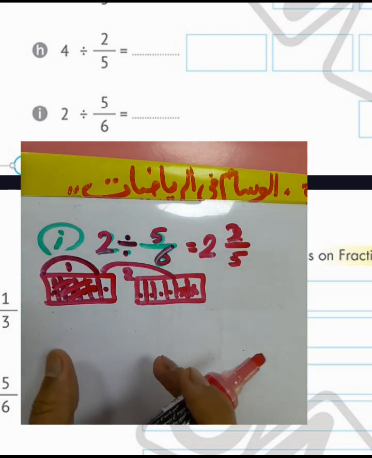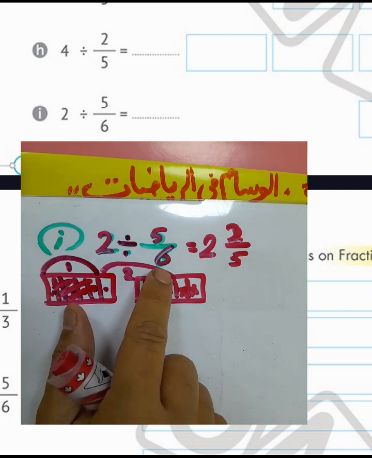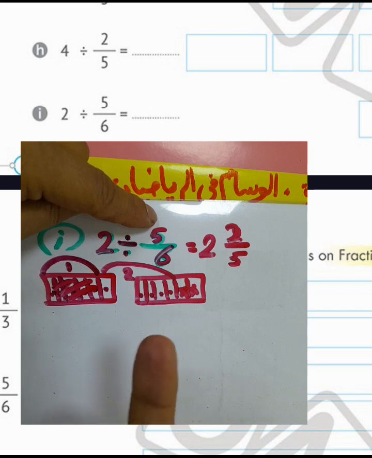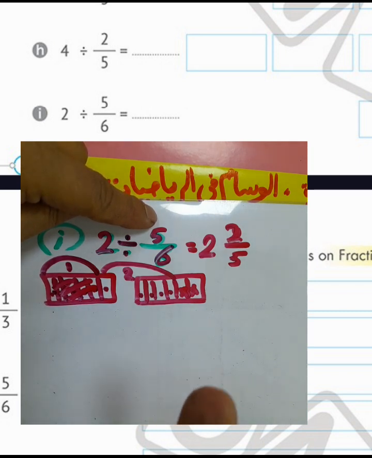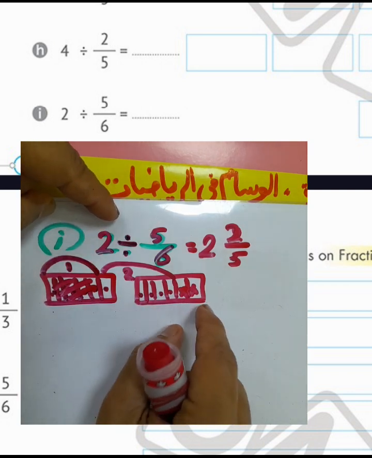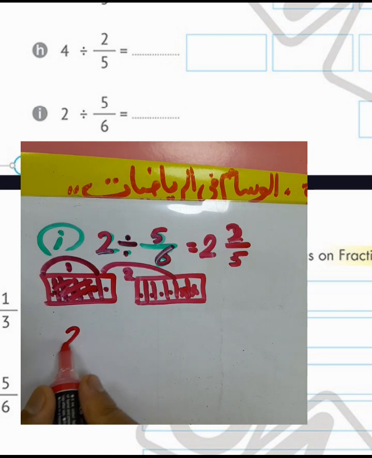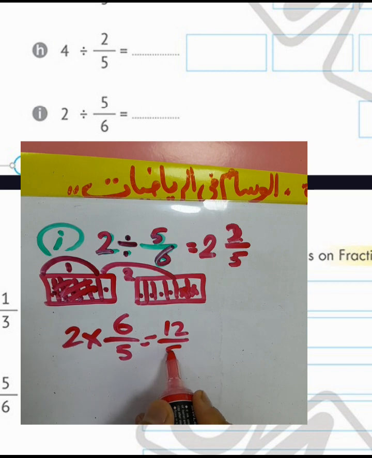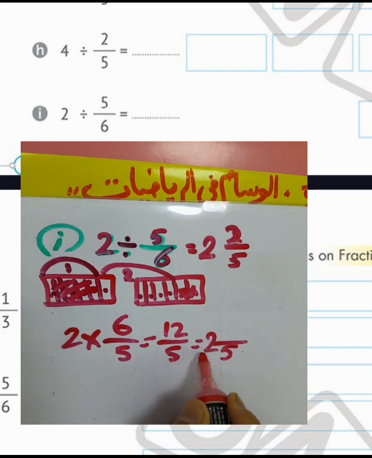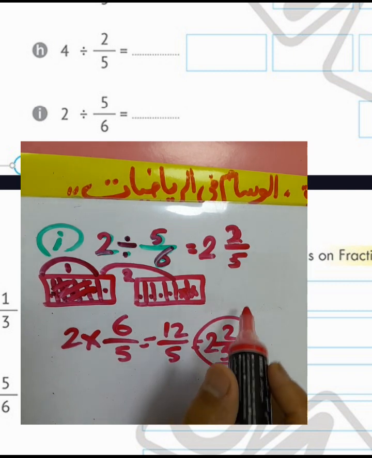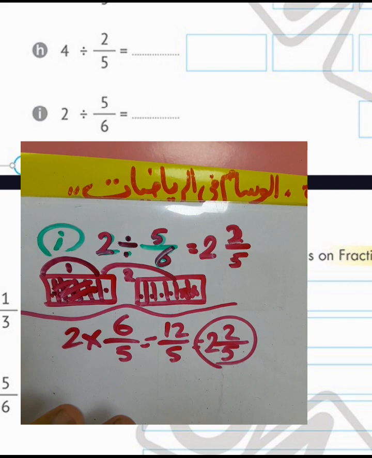Again, draw 2 models, divide each one of them into 6 parts, and count each 5 parts, which gives me 1 whole number: 1, 2, 3, 4, 5, 1, 2, 3, 4, 5, and the remainder is 2. To find the result, 2 times 6 over 5: 2 times 6 equals 12, 12 over 5, which is 2 times 5 equals 10 and the remainder 2. You can use this method to be sure of the result. Understood? 2 and 2 over 5 is the result using the tape diagram.